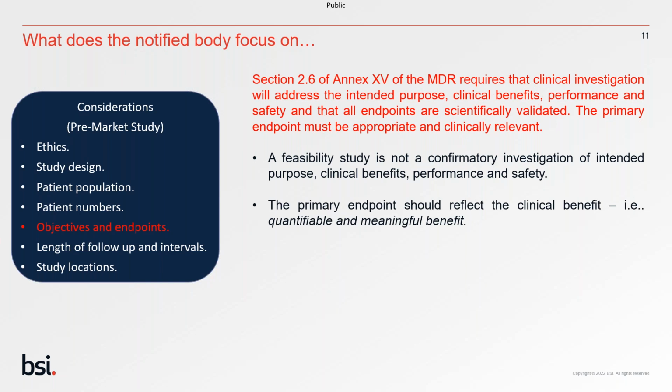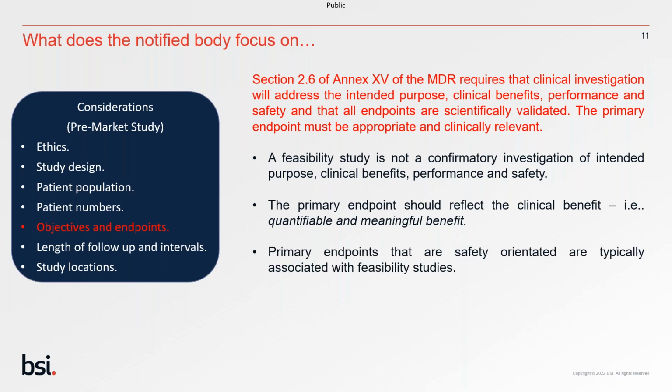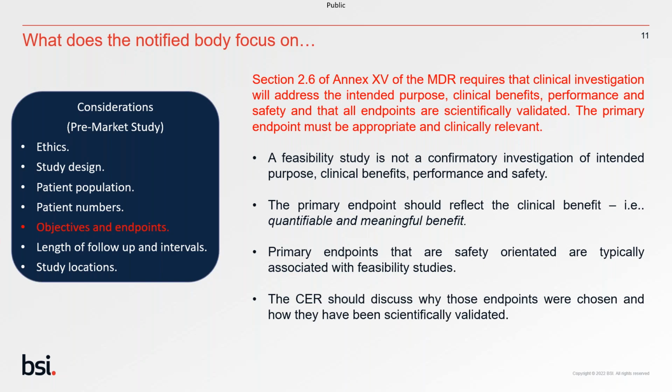A feasibility study is usually focused on safety. It's worth noting that the MDR specifically requests that the primary endpoint of a confirmatory investigation should reflect the clinical benefit and be clinically relevant, and that means quantifiable and holding meaningful benefit. As I said, primary endpoints that are safety orientated are typically associated with feasibility studies. And the CER should always discuss why those endpoints were chosen and how they've been scientifically validated. So make sure that in your clinical evaluation report, when you have your list of objectives and endpoints, you provide for each one a rationale and justification, and how that's been scientifically validated, with reference to any particular articles, etc.